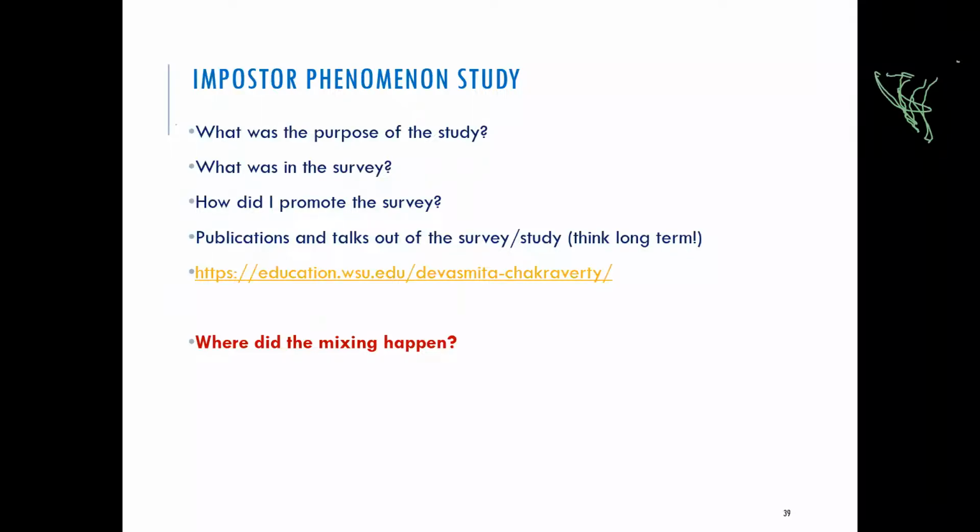Ma'am, mixing also happened at the time of the data collection, because it may happen that the same person you are interviewing is also filling the survey form. Yeah, but I didn't analyze the survey. Okay. So that is participant level mixing. That's not analysis level mixing. Right? Okay. Yeah.